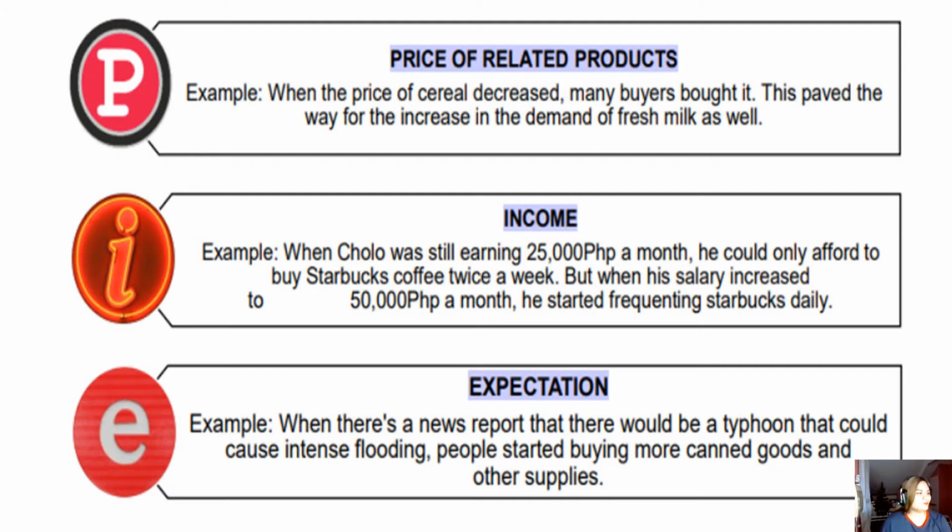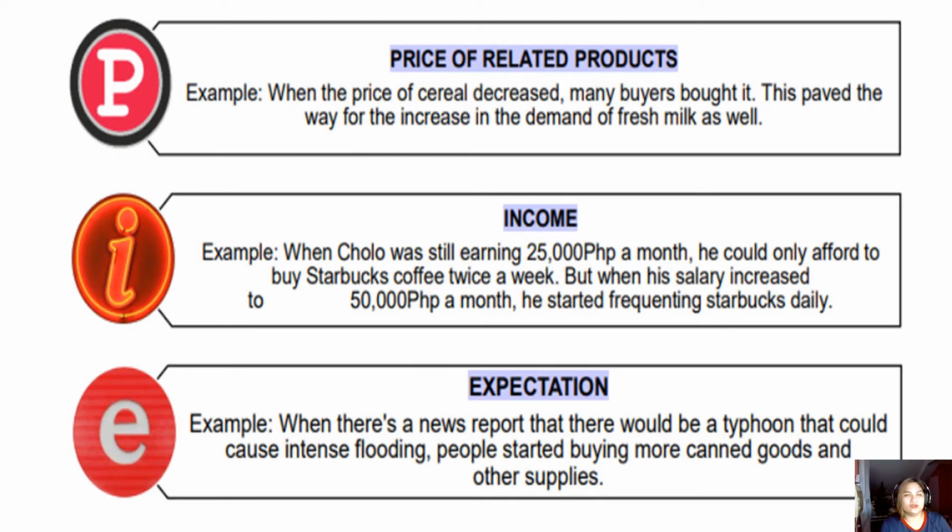Next one, we have income. So let's say, for instance, you have your daily allowance of 100 pesos. So with your 100 pesos, you are buying one shomai rice in the morning, and then one shomai rice in lunch, and then another shomai rice in the afternoon snack. But with the increase of your income, or in this case, your allowance, then there would also be an increase in your demand. So you can buy more.